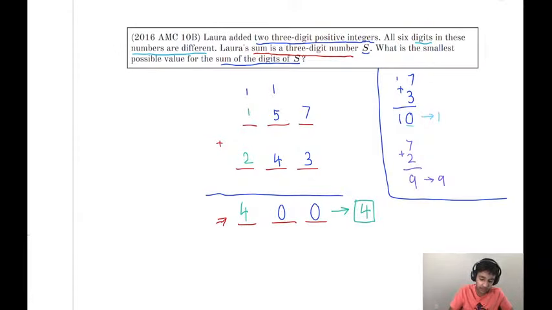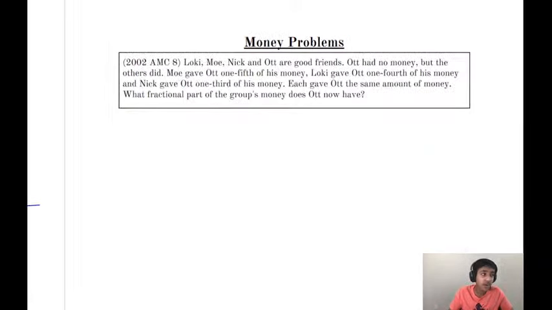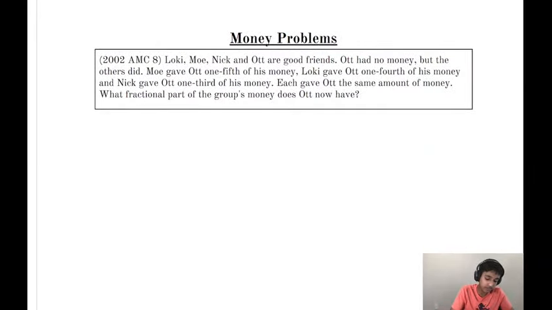Now let's take a look at the next problem. We're now going to take a look at money problems. Loki, Mo, Nick, and Ott are good friends, but Ott has no money. But the others did. Mo gave Ott 1/5 of his money.